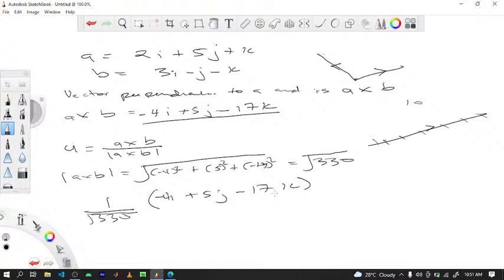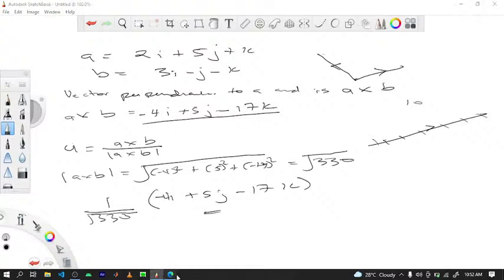I hope we understand up to this point. So this becomes our final answer. All right, so let's move on to the next question so that we can make way.